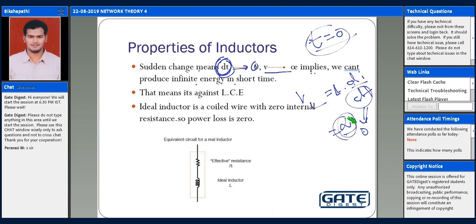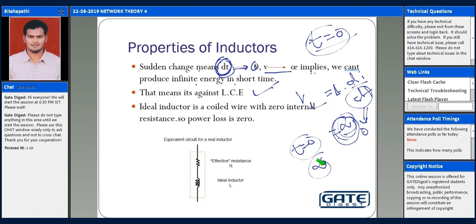So in a short time we can't produce infinite voltage in the inductor. That is against the law of conservation of energy, because if you are producing an infinite voltage within a second, that means you are producing a huge amount of energy. If you are able to produce that energy, it would be a miracle. So that is not a valid case, it is against the law of conservation of energy, and it won't be possible in any case.